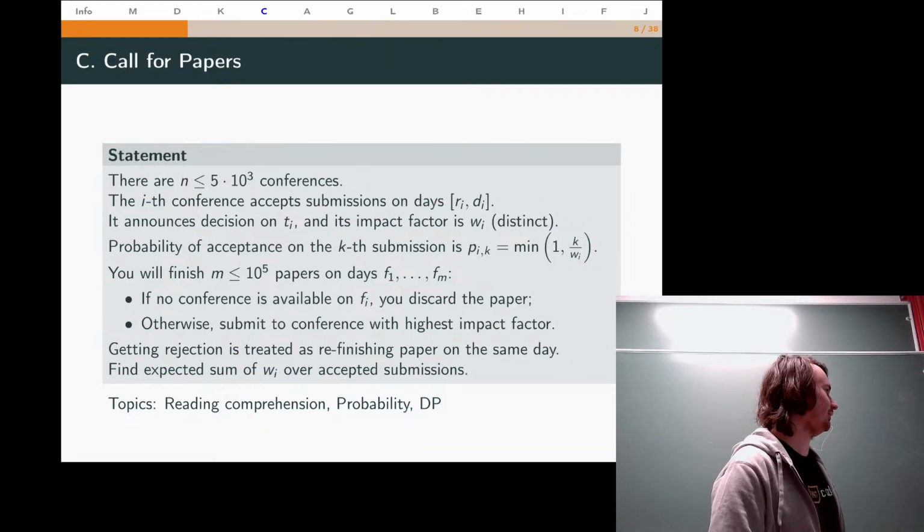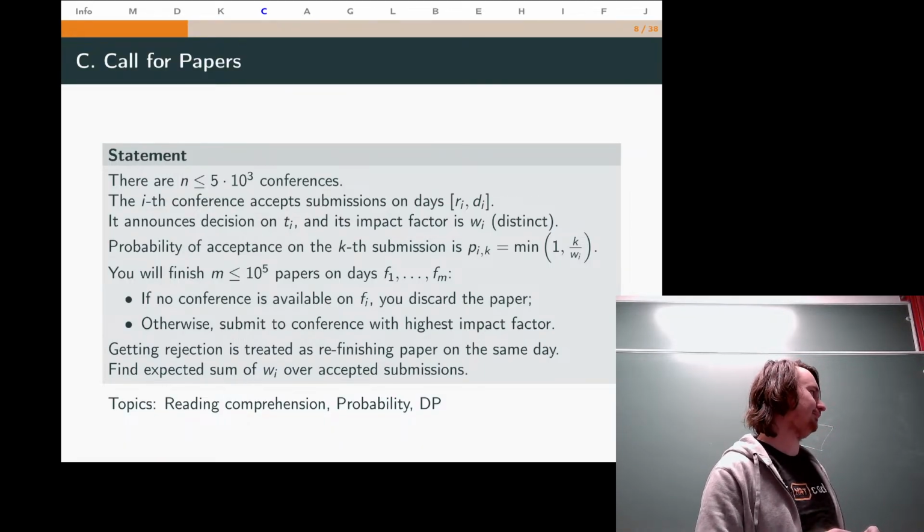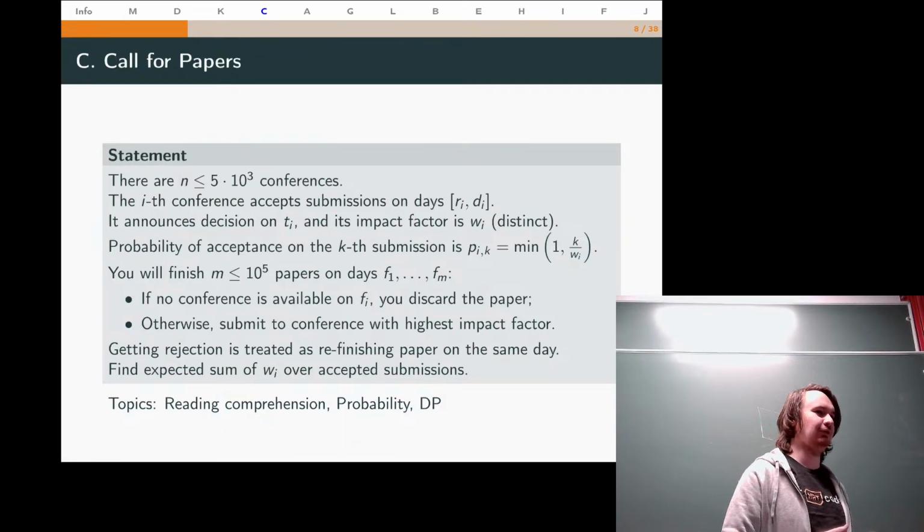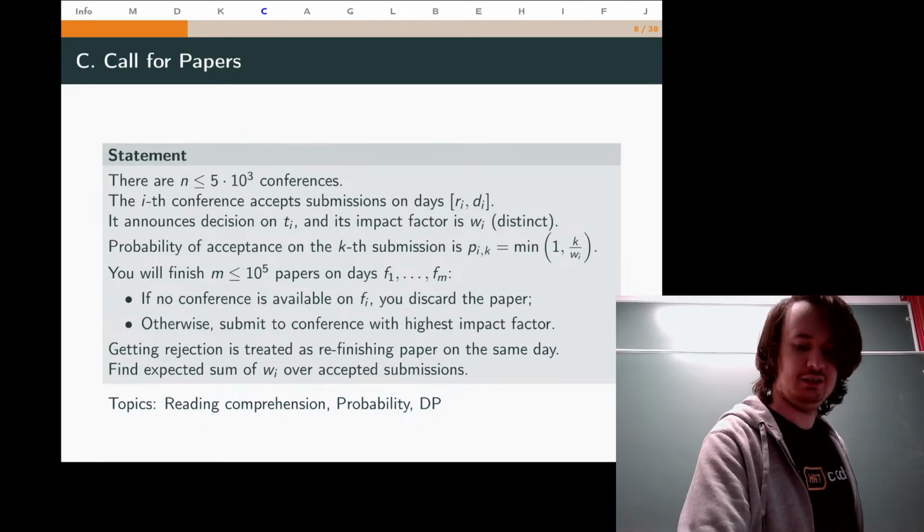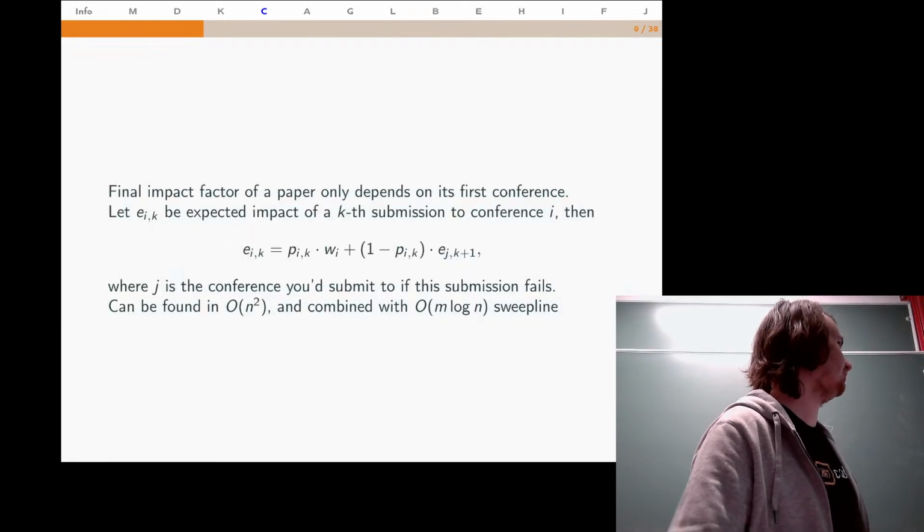And after all that, what we are asked to do is find the expected value of the sum of impact factors over all conferences to which we managed to actually submit the paper and get it accepted. So now let's get to the solution.